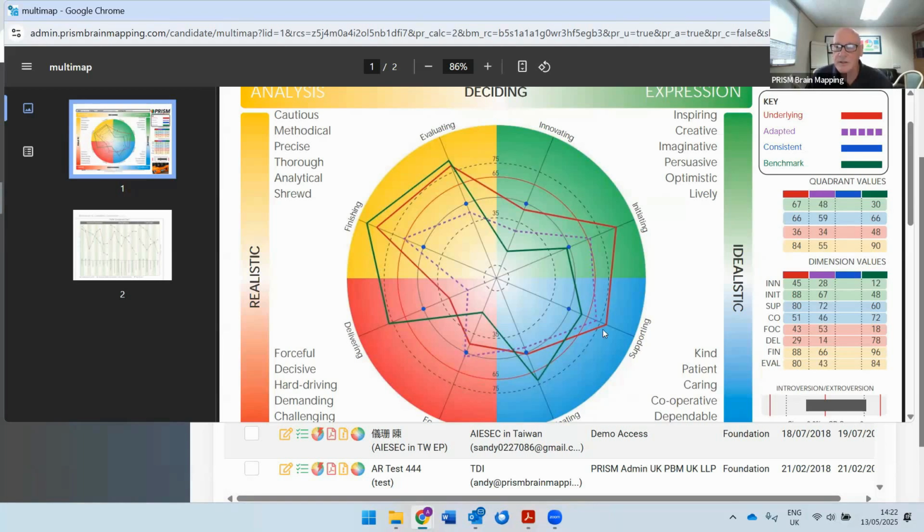This is okay. This is okay. Initiating, you can see some flex down. So maybe this candidate is able to flex the initiating down when they need to, avoiding some of that frustration. And the innovating, the candidate flexes that down as well. So maybe with the green, there are some positives there, but there are some huge warning signs in terms of the adaptation down for finishing, evaluating and delivering.